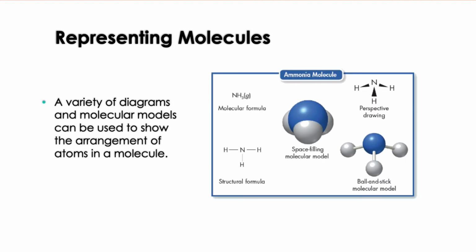Okay, so representing molecules. So there are a variety of diagrams and molecular models that can be used to show the arrangement of atoms in a molecule. So we see the ammonia molecule. Ammonia is NH3. So that could be shown in a molecular formula, a structural formula, space-filling molecular model, ball and stick molecular model, and a perspective drawing.